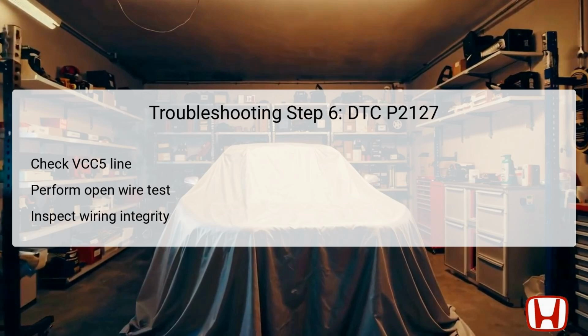If continuity exists between the PCM connector A number 44 and body ground, this confirms that the VCC5 line is intact and the PCM is getting the required voltage supply. Should you find there's no continuity, this suggests an open wire between the VCC5 line and the APP sensor, necessitating immediate repair to ensure proper voltage delivery to restore function. Following thorough checks of the wiring integrity, the next steps will follow based on whether the issues are resolved.